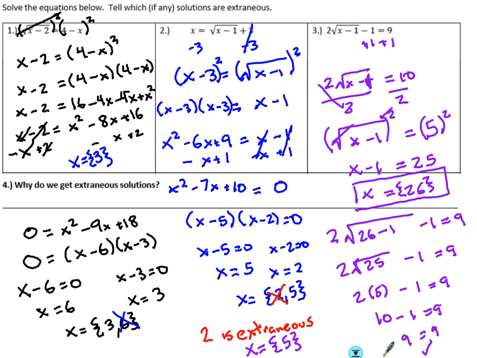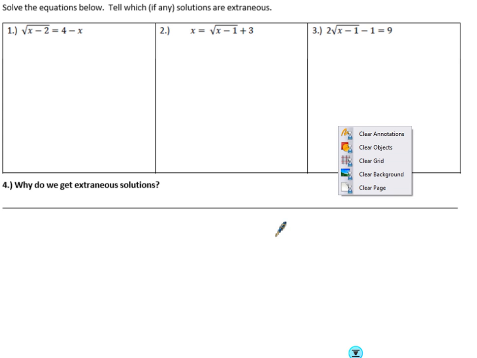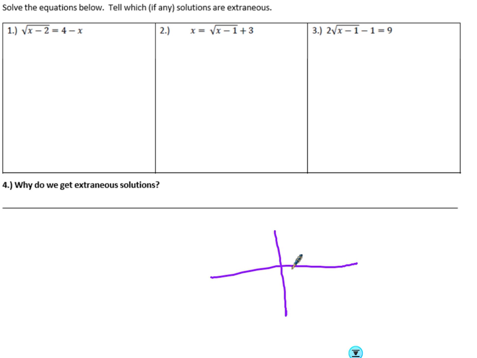The reason why we get extraneous solutions is because square roots are not full sideways parabolas. What I mean by that is that the graph of the square root of x, once the board clears, there we go, looks like this.